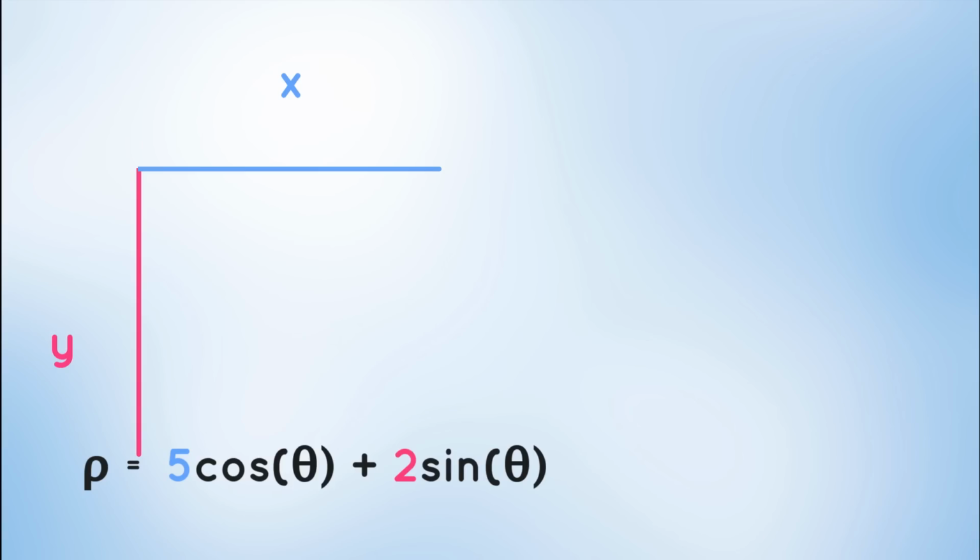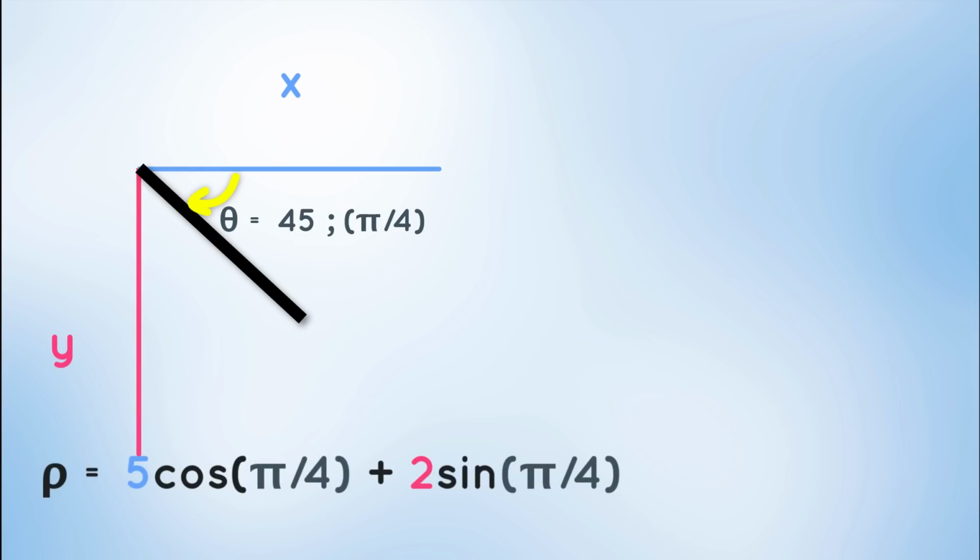Just to strengthen our knowledge, another possible line is the following, whose perpendicular distance from origin to our line corresponds to an angle of 45 degrees from the positive axis. That is pi over 4 radians, which works out to a distance rho of about 4.9.